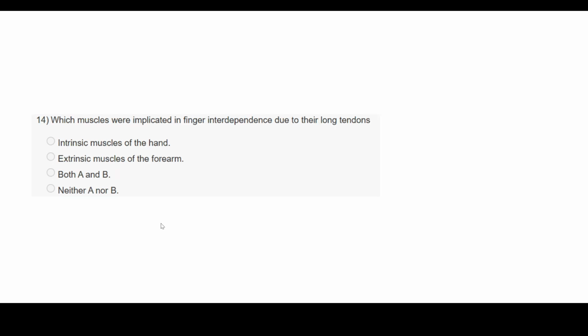Which muscles were implicated in finger interdependence due to their long tendons? Intrinsic muscles of the hand, extrinsic muscles of the hand, both A and B, neither A nor B. The answer is extrinsic muscles of the forearm. The intrinsic muscles do not have long tendons. They originate and insert surrounding the hand.